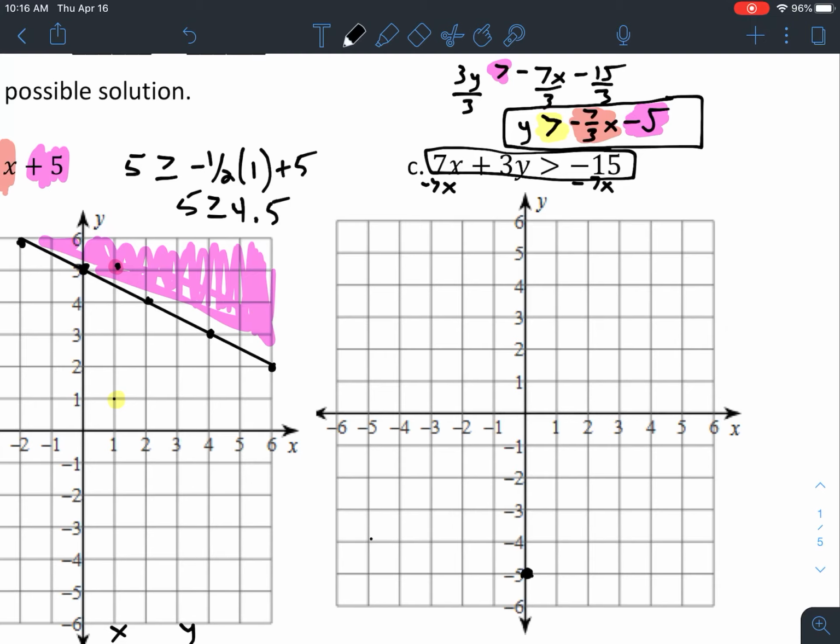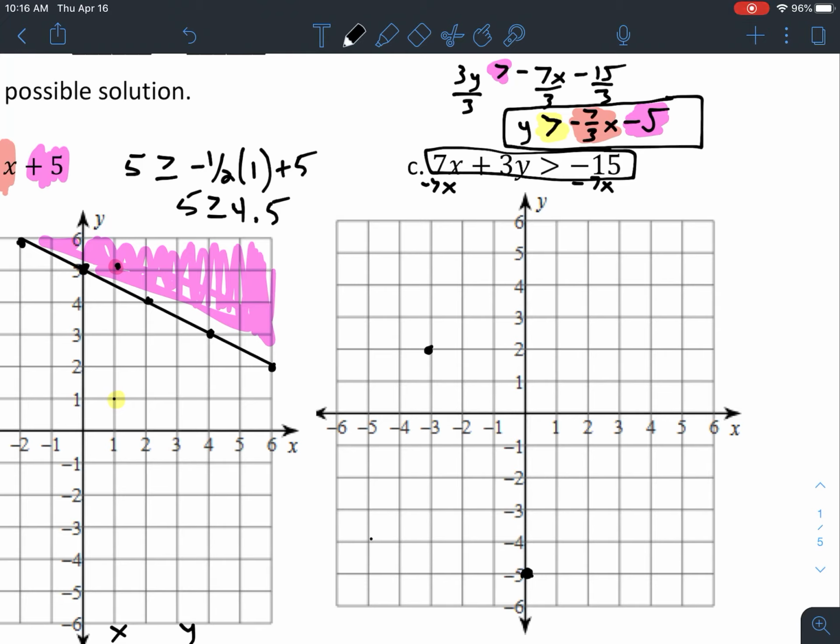So, to solve this, we have to go the opposite direction. So we have to go up 7. So we're going to count up 7. 1, 2, 3, 4, 5, 6, 7. And to the left 3. 1, 2, 3. Up 7. 1, 2, 3, 4. Up. Can't go up any higher. So those are our 2 points that we can do right now.